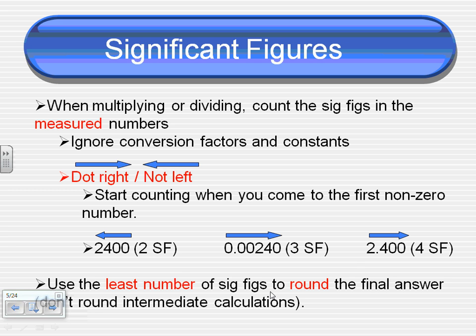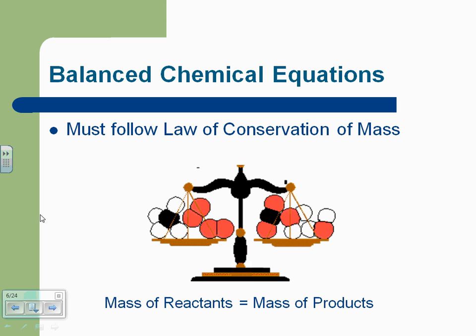All right, so when we're multiplying and dividing, you're going to use the least number of significant figures and then round your final answer, okay? Do not round until the very end. So do not round intermediate calculations. Round at the very end and count those significant figures. All right, and you're going to do some problems with that in a little bit.